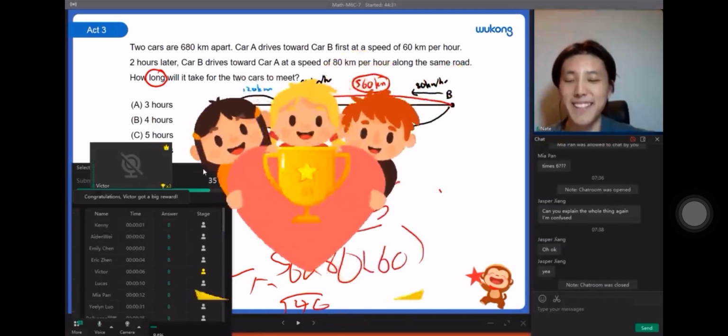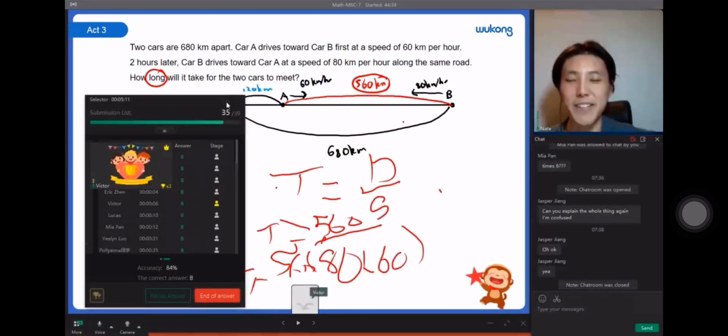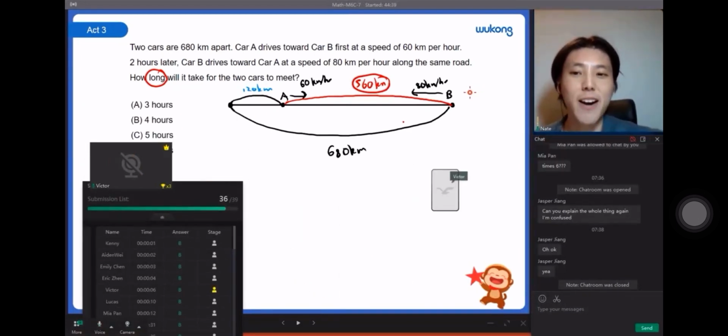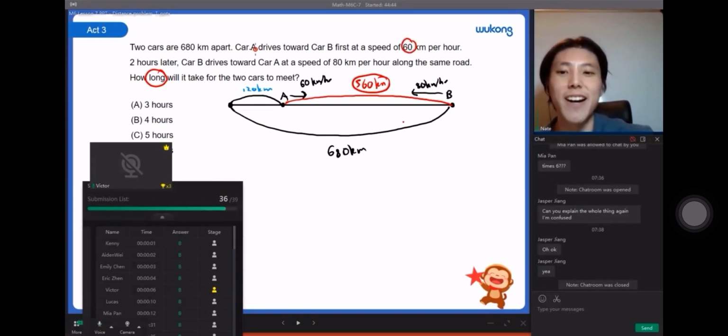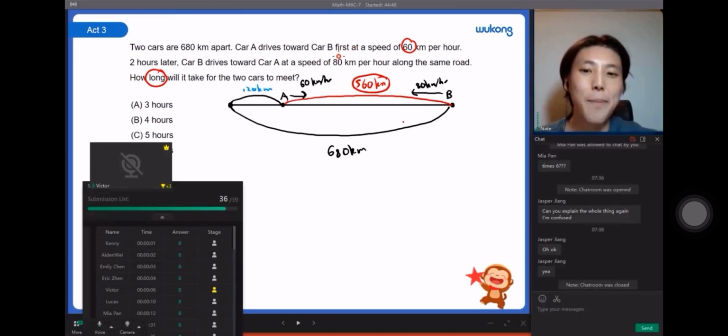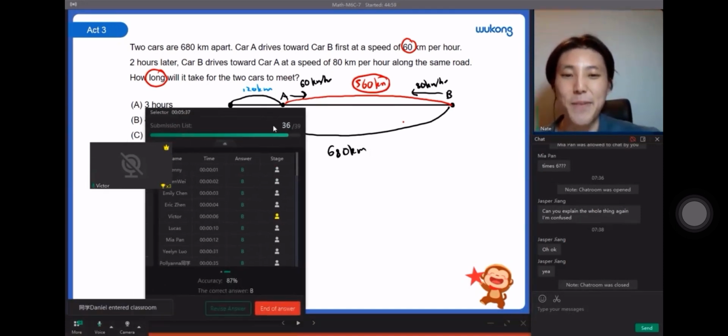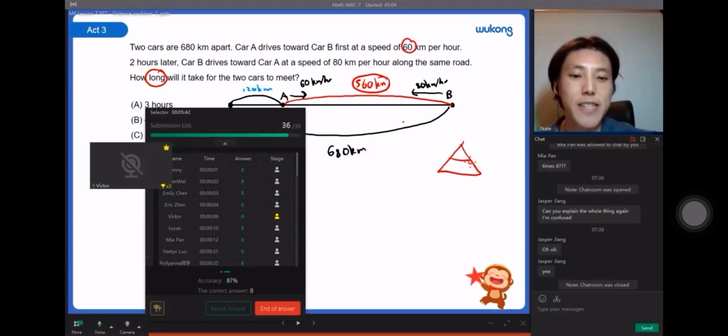Very good, Victor. And it's still correct, but it's car A who had a head start. It was car A driving towards car B first. But it doesn't matter because you used the correct values. If you had used 80, then that would have been wrong, but since you used 60, it doesn't matter. Well done, Victor. Thank you for using that relationship, I can see that you can visualize the pyramid in your mind. That is great. Very good, Victor, very good.